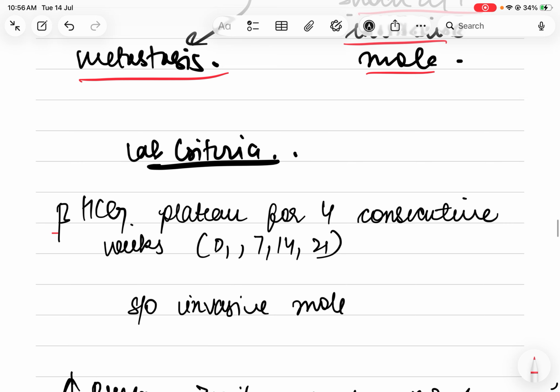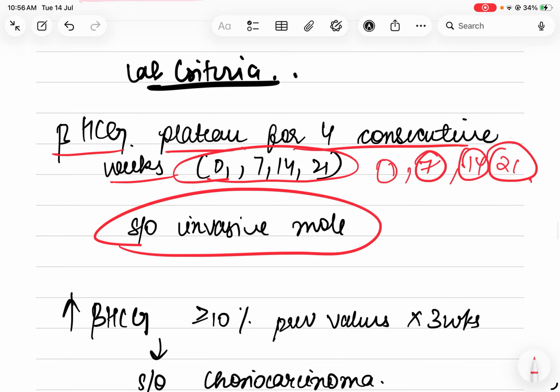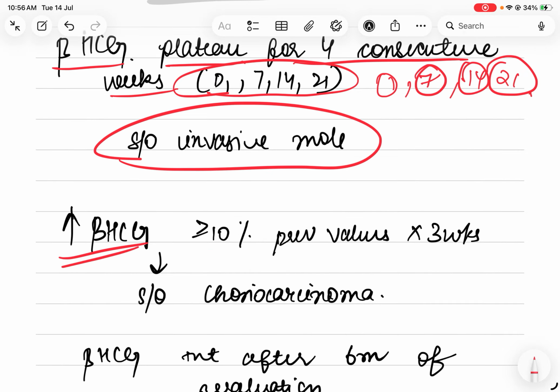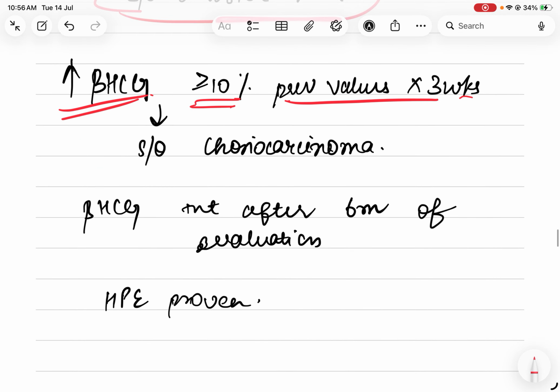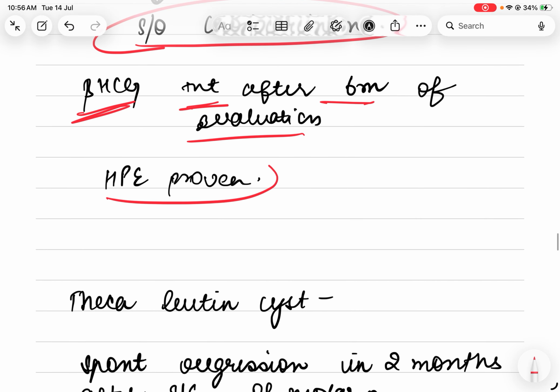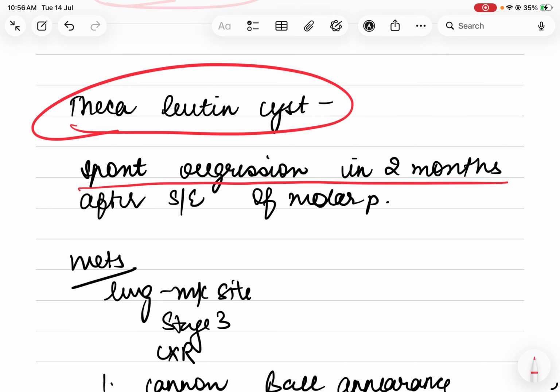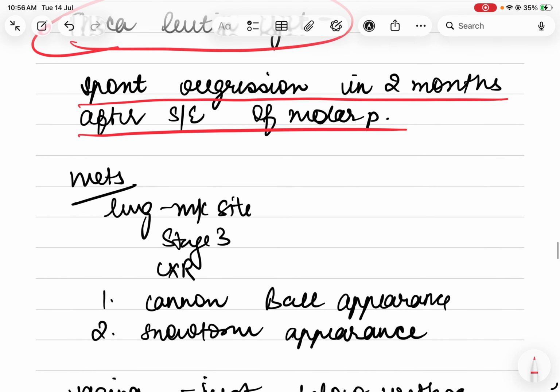Lab criteria: beta HCG plateau for 4 consecutive weeks, day 1, 7, 14, 21. So take the table of 7, starting from 1: 7, 14, 21. Okay. Signs of invasive mole: the beta HCG will be increased greater than 10% of the previous value for 3 weeks. Okay. That suggests choriocarcinoma. And beta HCG present after 6 months of evacuation, HPE proven. Okay. Theca lutein cysts undergo spontaneous regression in 2 months after suction evacuation of the molar pregnancy.